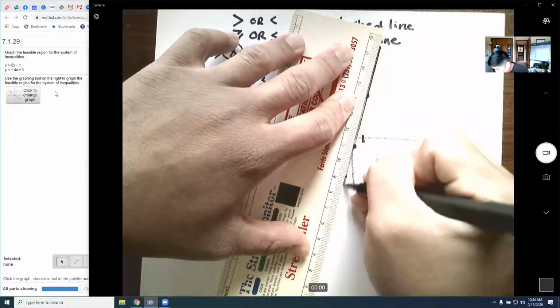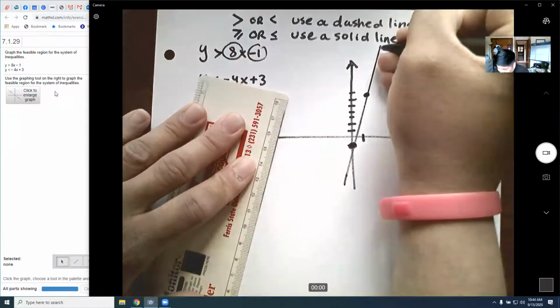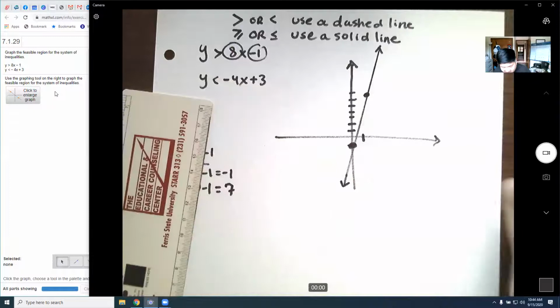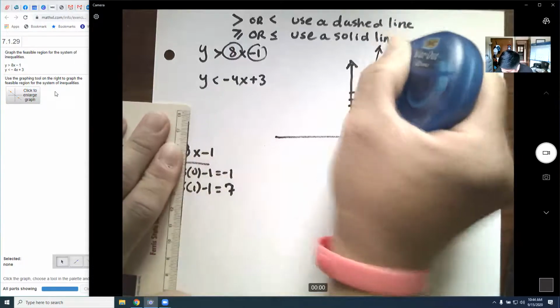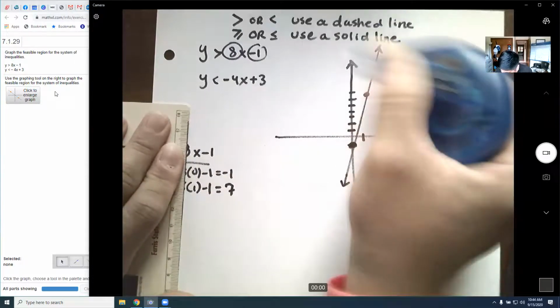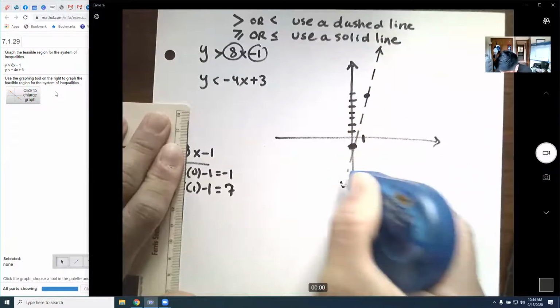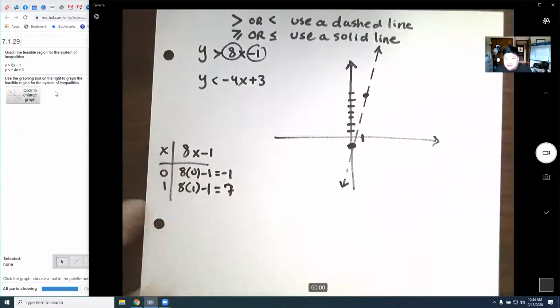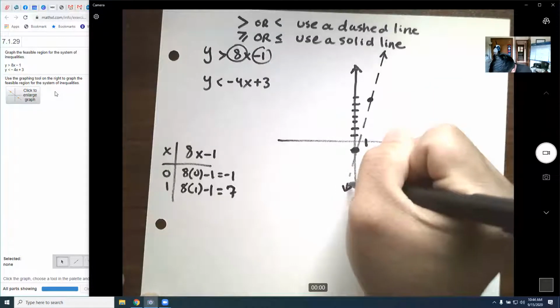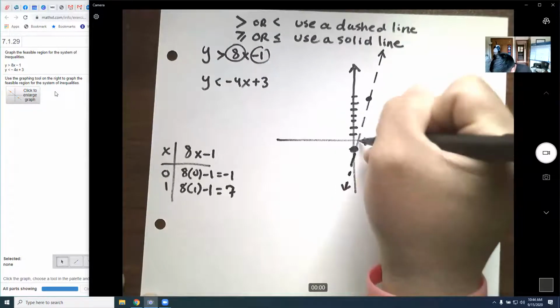So here we go. Oh, and it should be a dashed line. So that's what I just said here. So let me go ahead and just use a little bit of white out here just to make it look like it's a dashed line. All right, there we go. That's dashed enough for me. All right, so this is definitely a dashed line here now.